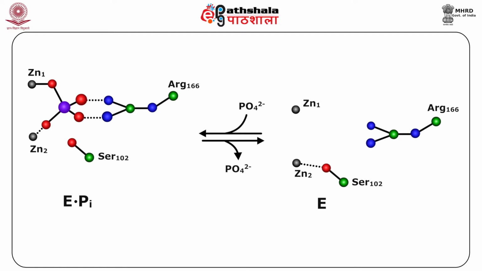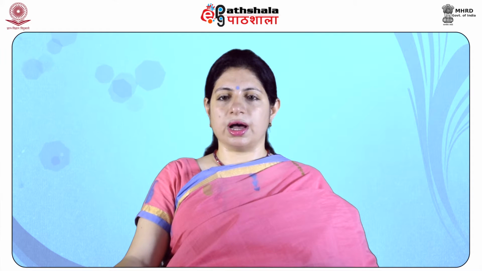The dissociation of phosphate from this complex gives the free enzyme. This is the slowest step and therefore the rate determining one. The magnesium 2 ion does not have a direct role in catalysis, but it is important for the full enzyme activity.